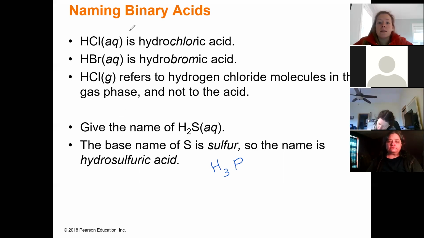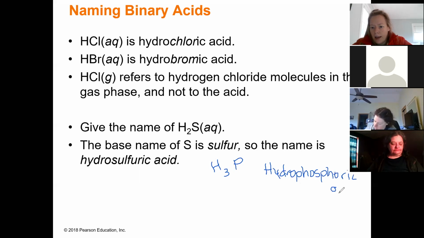Okay, so following our system, first we decide it's an acid. Yes, the hydrogens are coming first. Is it a binary acid? Yeah, it's just hydrogen with phosphorus. So then we want to name hydro, phosphoric acid. Hydrophosphoric acid.